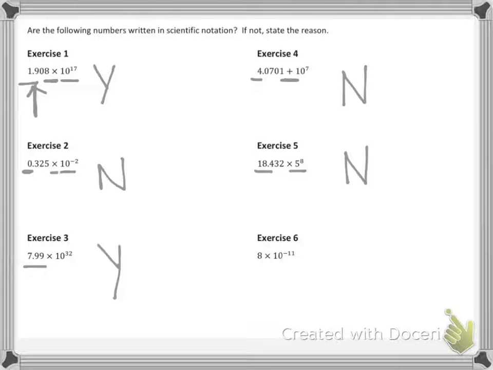And then we have 8 times 10 to the negative 11th. That's good. Remember, 8 is just like 8.0. We just don't put the decimal, but it is there. So this is a single digit, and then times 10 to the negative 11th. That one is a yes. So that's scientific notation. And let's calculate with it.